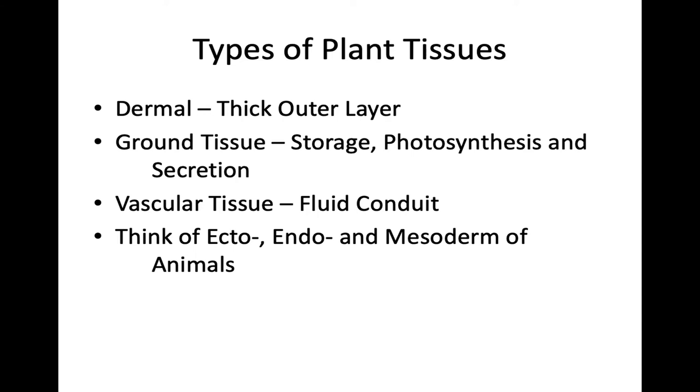And then you have the vascular tissue. This is generally the deepest layers of the plant, and they're responsible for the movement of water and other material in the plant. You can kind of think about them as being like the ecto, endo, and mesoderm of animals, these three different layers. It's just in plants.